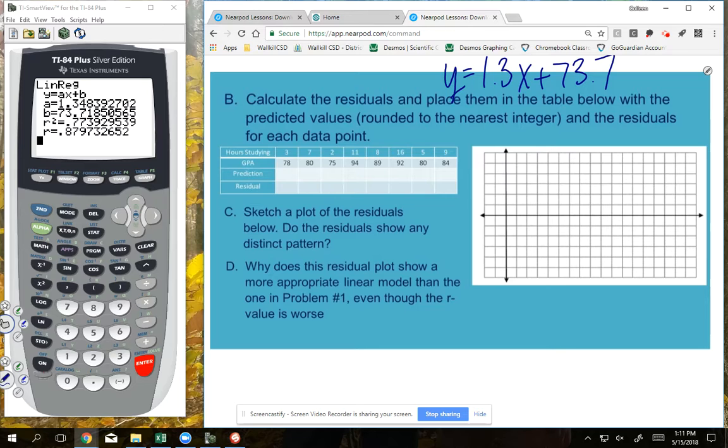These are the actual GPAs. We're going to find what the model would predict for the GPA. So if you plug in 3, what's 1.3 times 3 plus 73.7, rounded to the nearest whole number? Okay, Marcus? Do it. 1.3 times 3 plus 73.7 to the nearest whole number. 78, I think. Who agrees with 78?